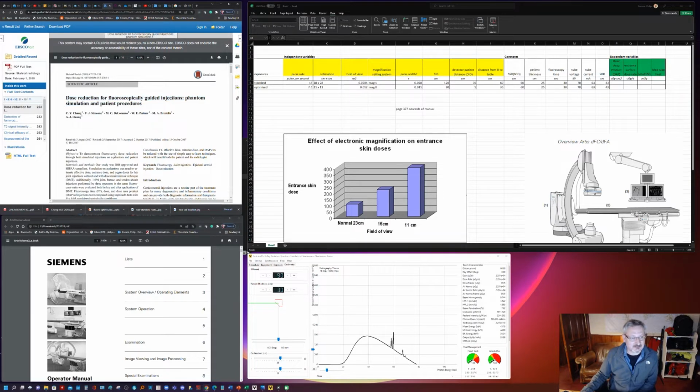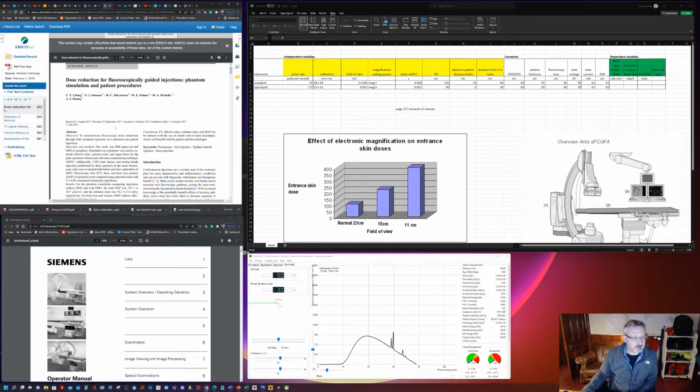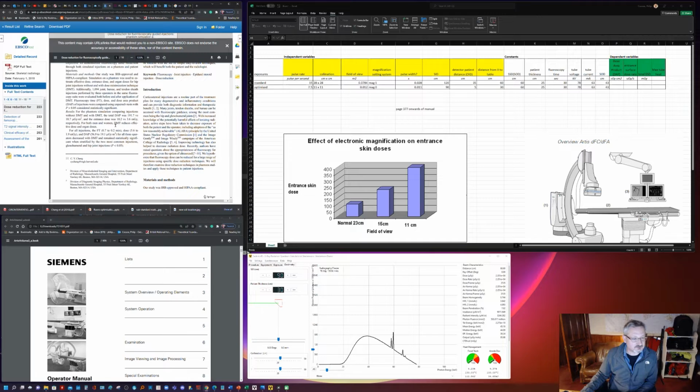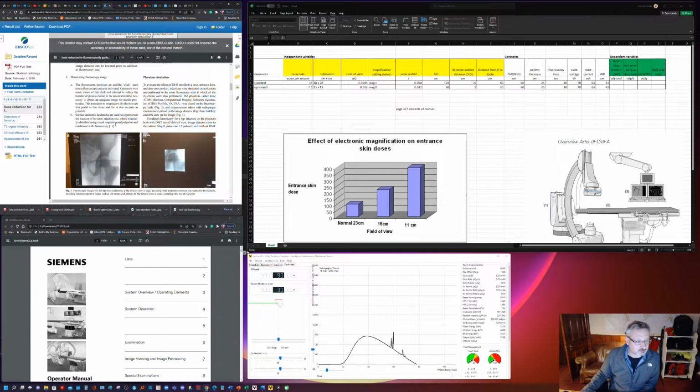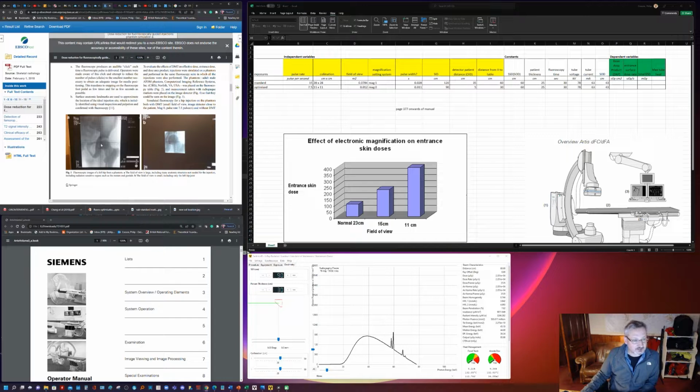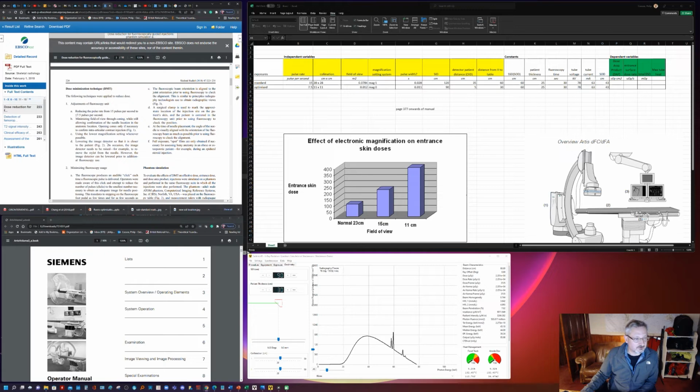fluoroscopically guided injections, and they do a phantom simulation and then they do some patient procedures. And it's quite an interesting paper. It's published in Skeletal Radiography, and they're looking at joint injections in the hip. And what they've done or investigated is what they call dose minimization technique. And dose minimization technique for them involves making quite a few changes.